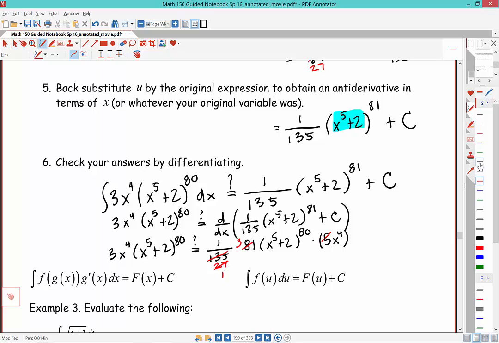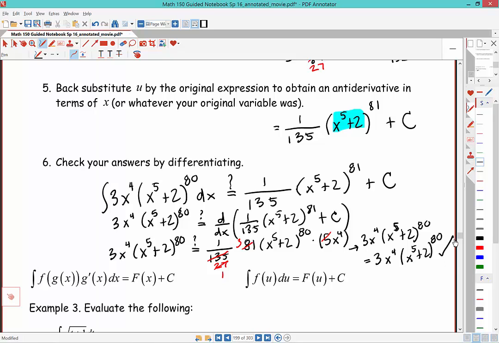So what we got was that 3x to the 4th times (x to the 5th plus 2) raised to the 80th power is equal to 3x to the 4th times (x to the 5th plus 2) raised to the 80th power. And they're the same. Check.